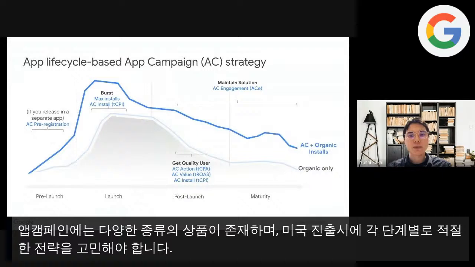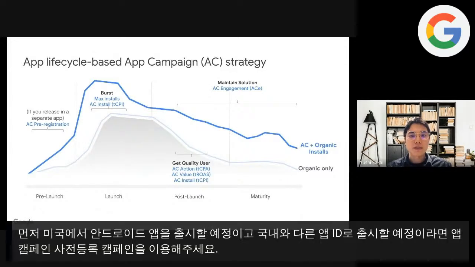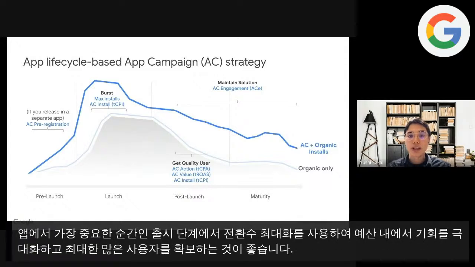There are many types of products in app campaign, and you need to consider the appropriate strategy for each phase of exporting to US. First, if you're planning to launch your Android app in the US and will be releasing it with a different app ID from the domestic one, please use app campaign pre-registration. At the launch phase, which is the most important moment for your app, we recommend using max installs to maximize opportunity within your budget and get as many users as possible.